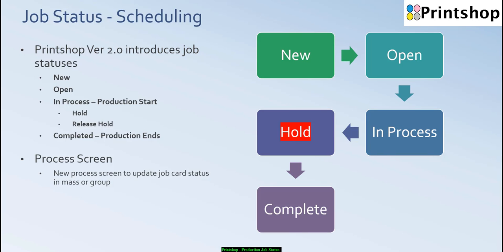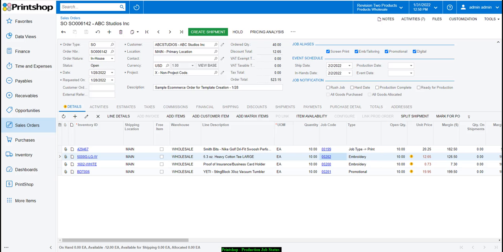In Printshop version 2.0, we're introducing new job statuses. There are several different statuses when you think about sales order. There is a status of on hold, open, completed and balanced with regards to sales order. There are also some job statuses with regards to production complete and ready for production.